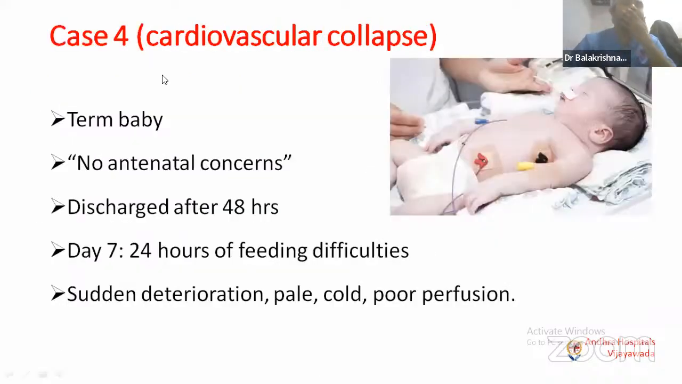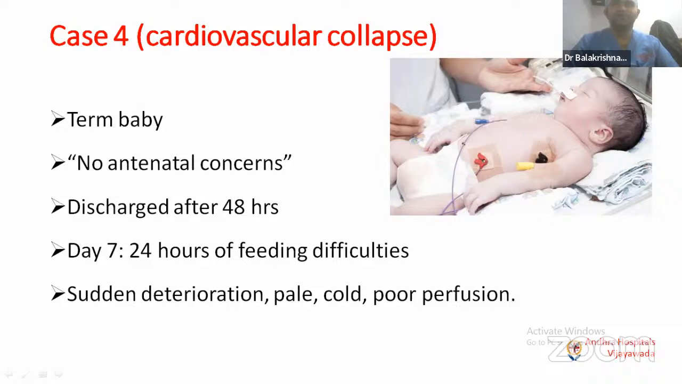So going into the next case, this is the last case. It's a term child, no antenatal concerns. The child was discharged after 48 hours. On day 7, the child had 1 day of history of feeding difficulties. Then sudden deterioration, the child collapsed. So what do you see usually when you come across such a child?